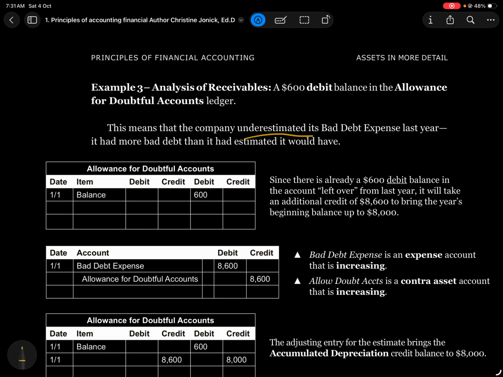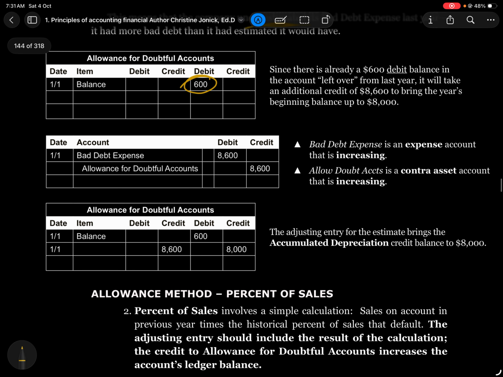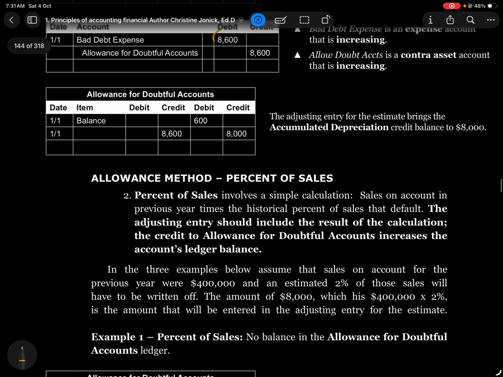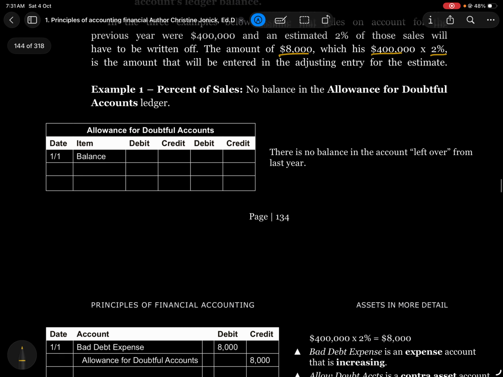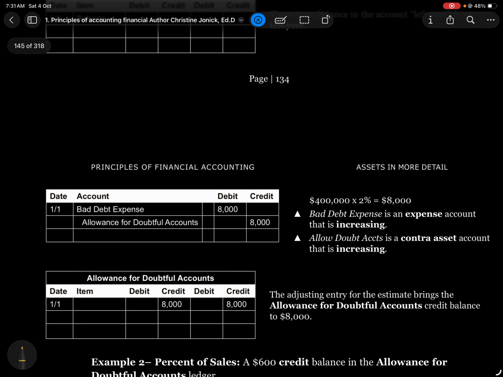So if we underestimate, of course, there will be a debit amount of 600 and we will need to expense out 8,600 this year. Okay, so allowance method, there could be a percentage of sales that we can assume. So 400,000 into 2%, so 8,000, this is the thing that we can expense out this year, right?